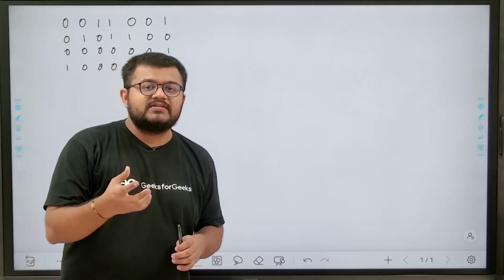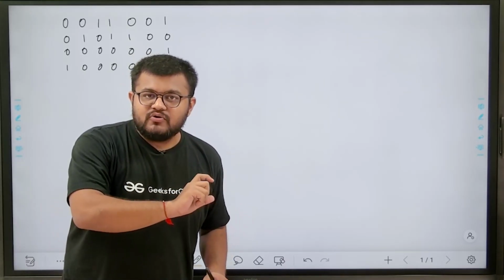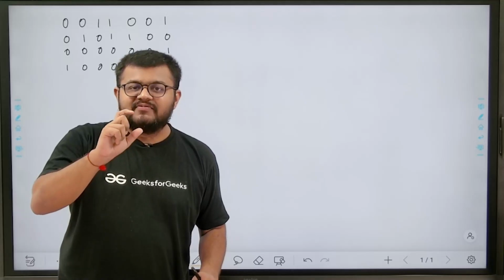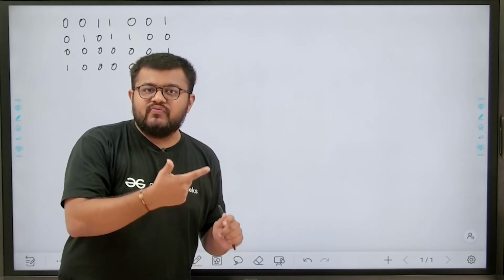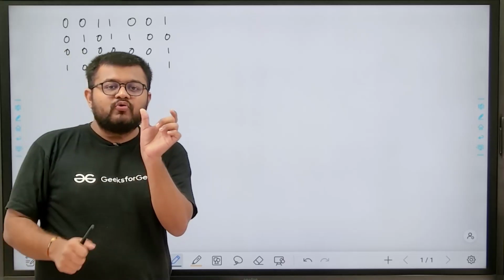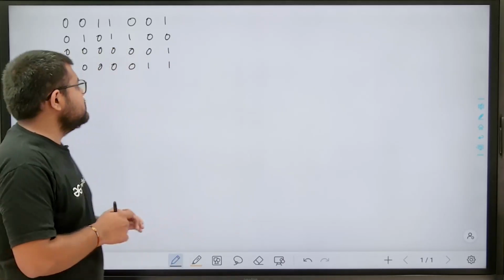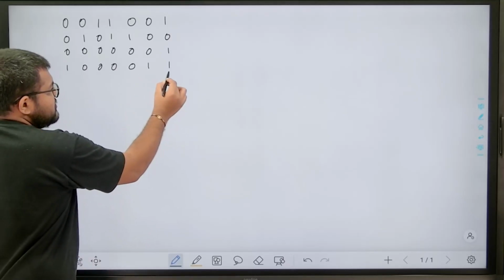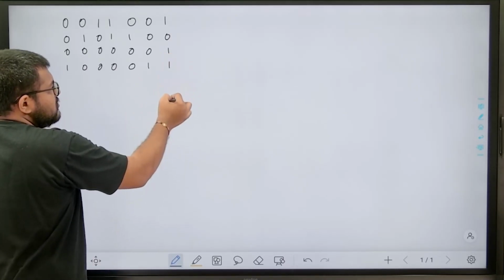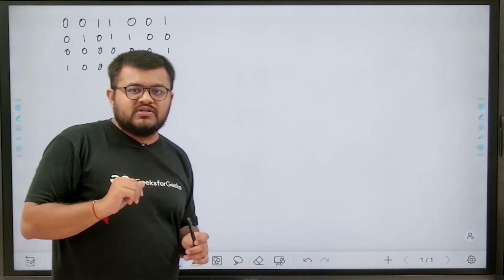And what is an island? It is formed by connecting ones which are adjacent to each other, or connecting lands, which basically means cells having value 1 which are adjacent to each other. And here we consider 2 ones adjacent if they are horizontally, vertically, or diagonally adjacent. So these 2 are adjacent and connected to each other, these 2 are also adjacent and connected, and these 2 are also adjacent and connected, right?